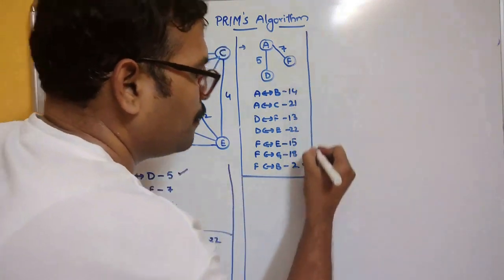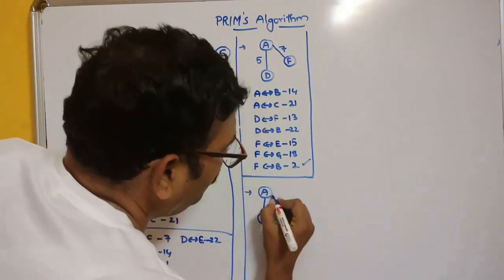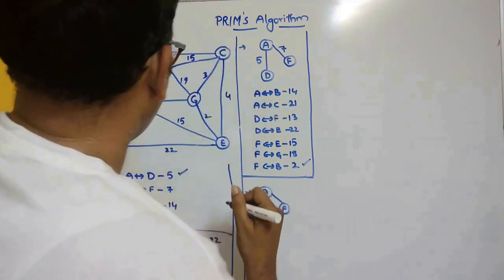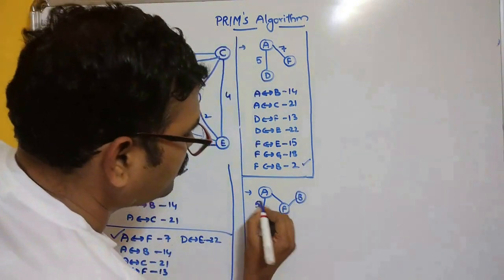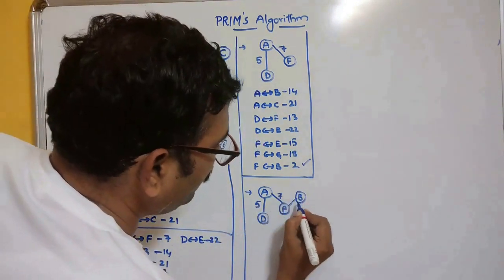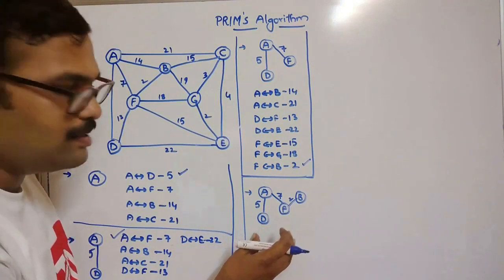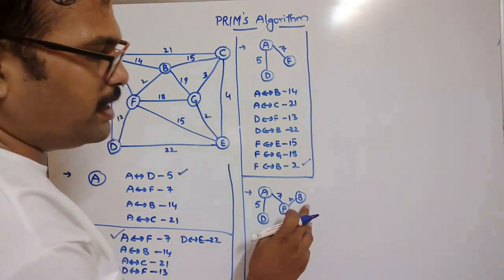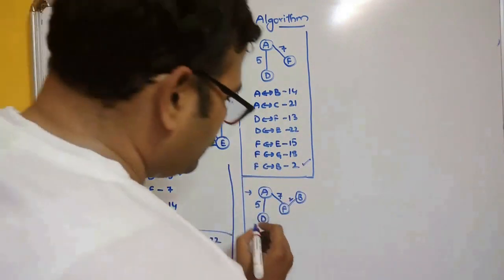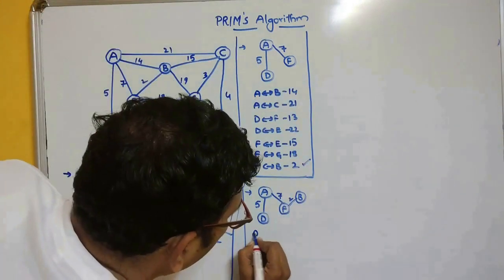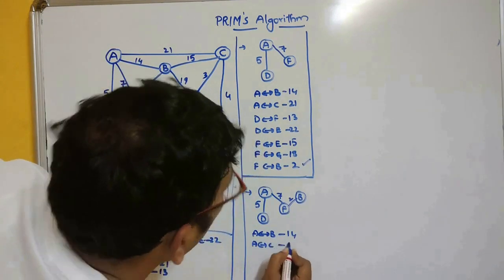Now the tree will be A, D, F, B, where this is 5, this is 7 and this is 2. Now our tree is like this. The new vertex is added here, so consider all the remaining edges. What are the remaining edges here? All these are the remaining edges: A to B with a 14, next A to C with a 21.